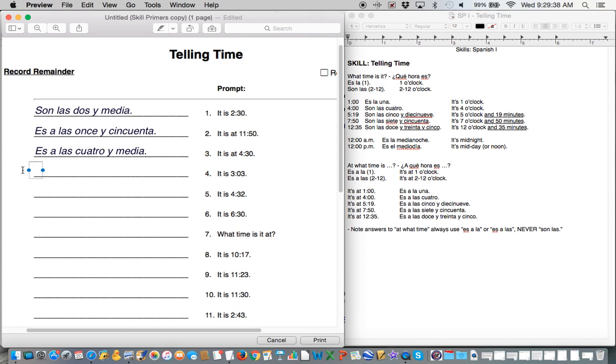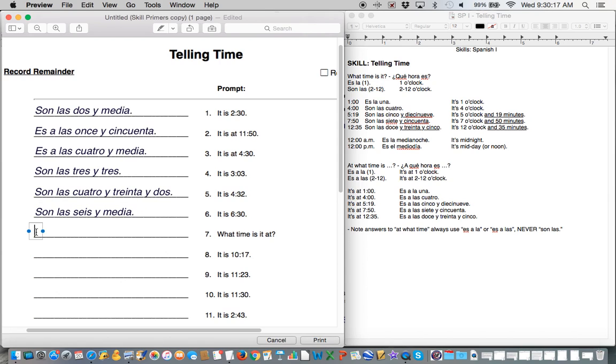Number 3, it is 3:03. Son las 3. It is 3 o'clock. And 3, y 3. Number 5, it is 4:32. Son las 4. It is 4 o'clock. And 32. Number 6, it is 6:30. Son las 6. It is 6 o'clock. And 30, which I'm going to replace with half, media.